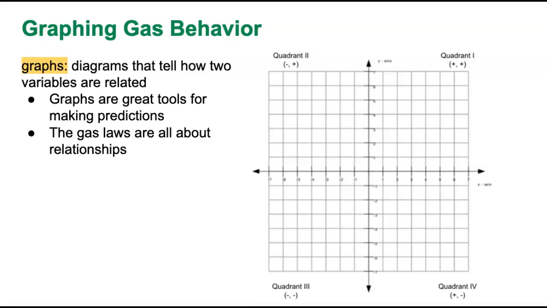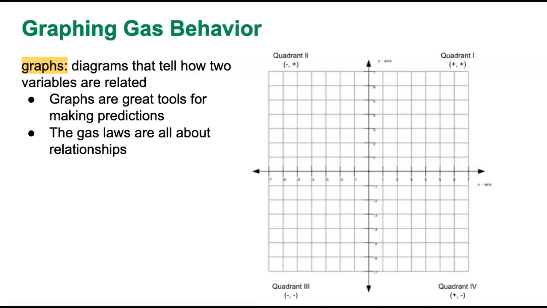what is a graph. So a graph is a diagram. It's an image that tells us how two variables are related to one another. And you studied variables quite extensively last year when you were doing your science fair project. Remember, a variable is anything that can change in a science experiment. And in a good experiment, we're going to have two, if not three, very distinct or specific types of variables. We'll have our controlled variables, which are the variables that don't change.